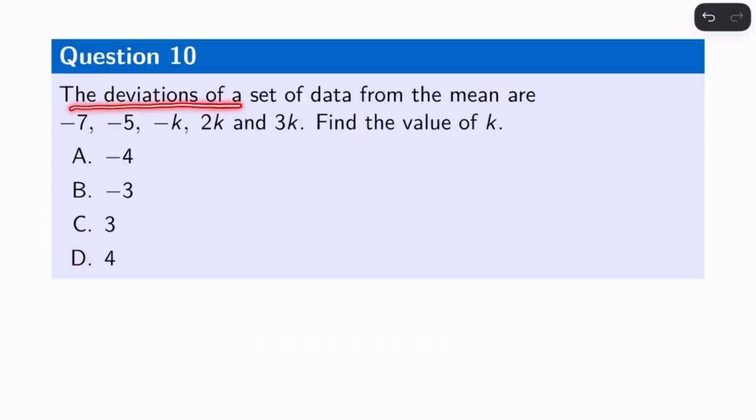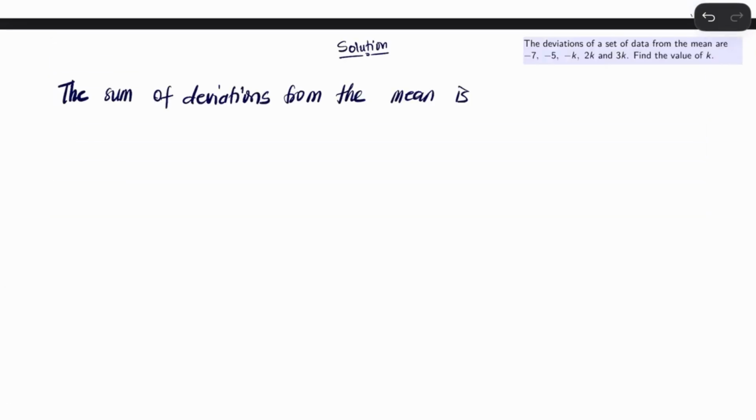The deviations of the sets of data from the mean are minus 7, minus 5, minus k, 2k, and 3k. Find the value of k. Solution. The sum of deviations from the mean is 0. And so here we have the deviations to be minus 7, minus 5, minus k, 2k, and 3k, right? And so when we find the sum of these, it should be equal to 0.